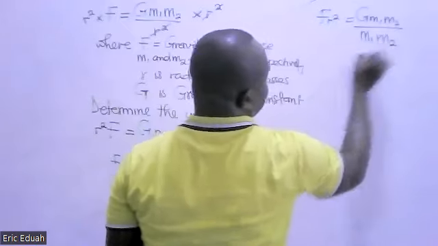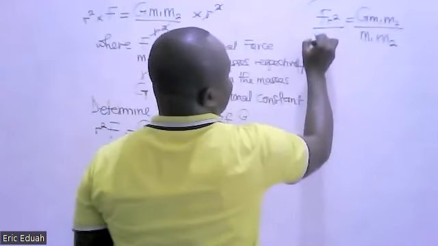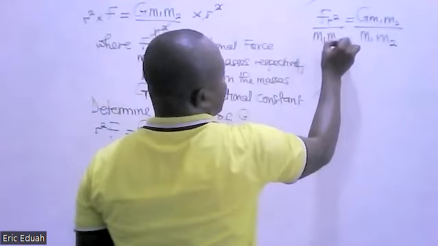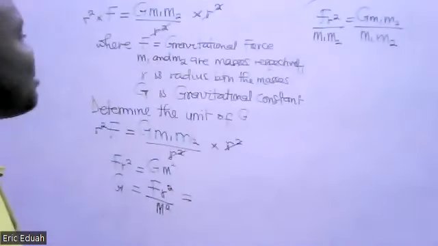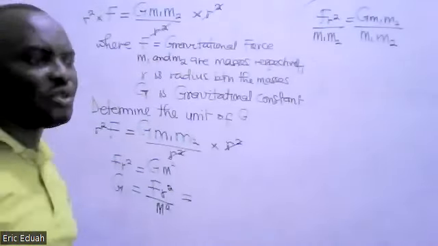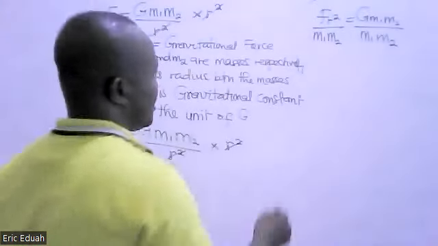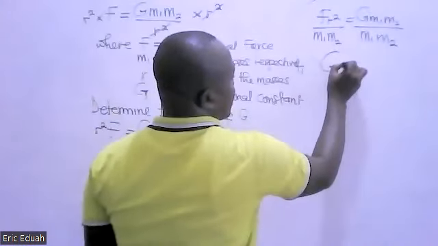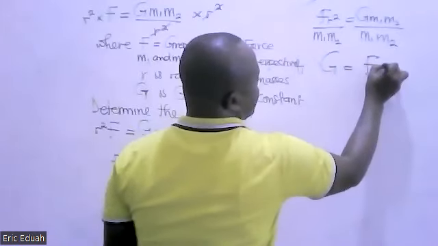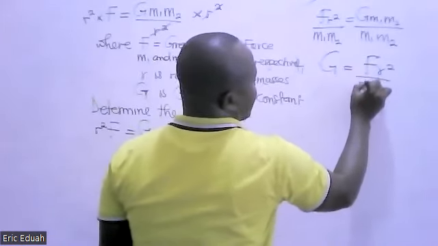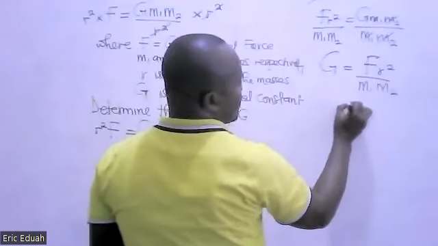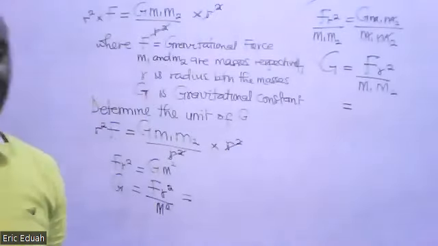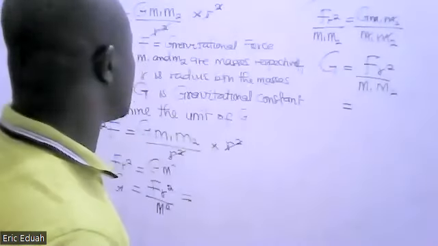Gloria, why is your hand up? Mr. Adia, please, can you do the substitution before you make G the subject? Yes, maybe you write the dimension for the F. You can also do that, but it's easier when you go by what I'm doing. So I've made G the subject, and so we have to substitute the dimension.